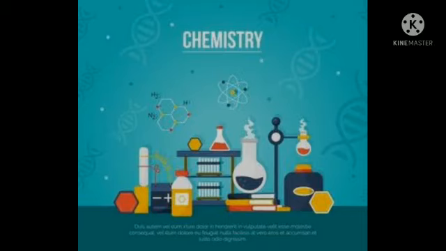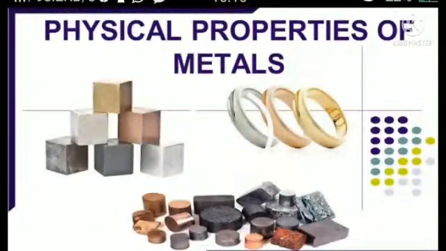Elements have been divided into metals, non-metals and metalloids, isn't it? While learning periodic classification you studied this, am I right? So the elements are divided into metals, non-metals and metalloids based on their physical and chemical properties. Today we are going to see what the properties of metals are, or how the metals differ from non-metals.